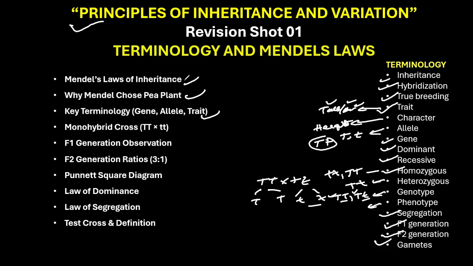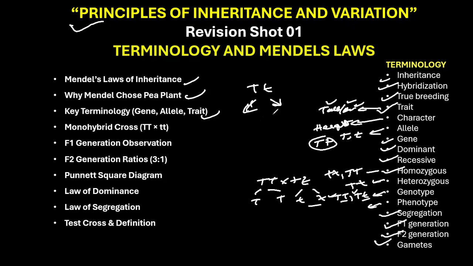Mendel's laws of inheritance. Number one is the law of segregation. The law of segregation states that alleles separate during gamete formation. Each gamete carries only one allele. You have capital T, small t, and during gamete formation, they will segregate from each other. That is the law of segregation. This explains the appearance of recessive traits in the F2 generation.